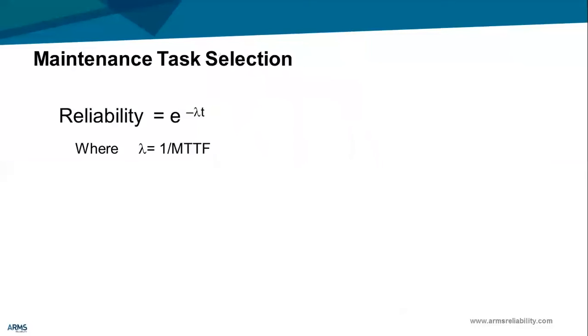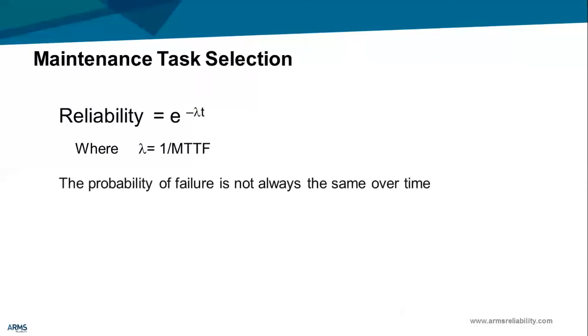So I'm going to start with an equation, and I've thrown this equation in here because we need to illustrate a point here that we do have an equation for reliability. Reliability equals e to the minus lambda t. That will help us determine the reliability at any point in time. The problem is, though, that we can't use this equation to try and help us determine when to do maintenance tasks. And the reason we can't do it is because the probability of failure is not always the same over time. So we talked about those failure behaviors already.